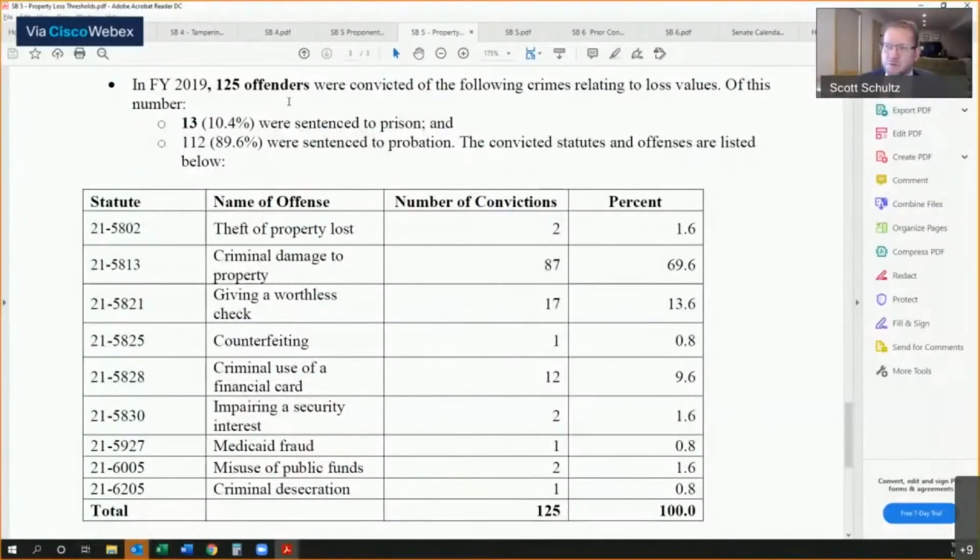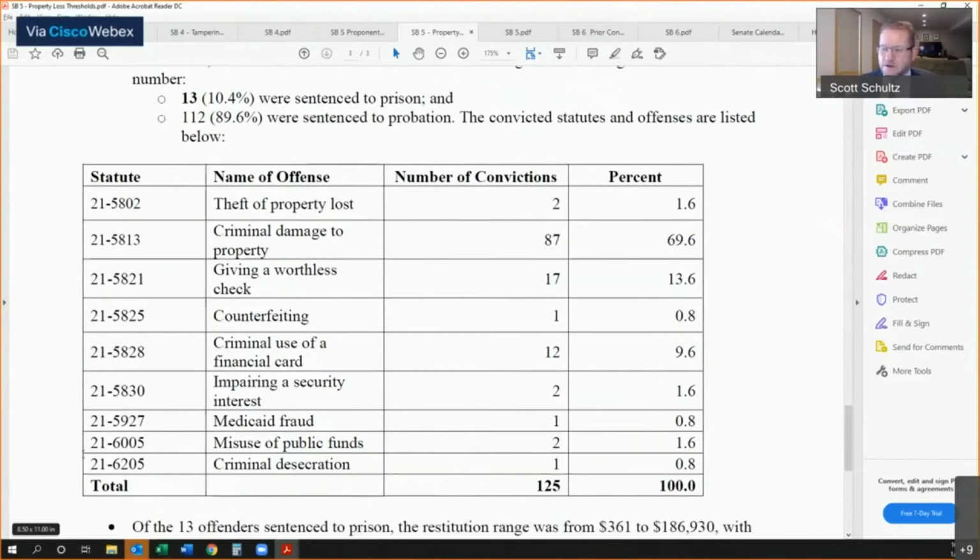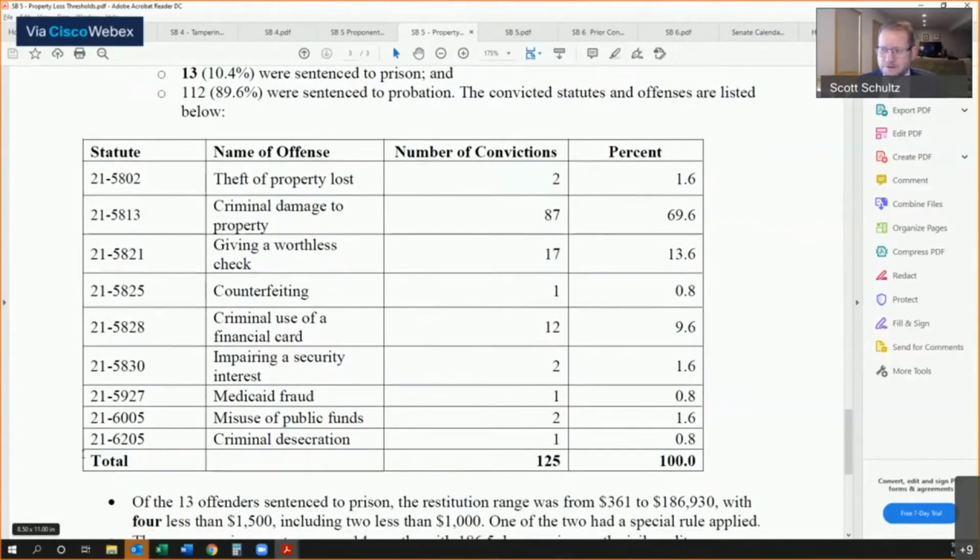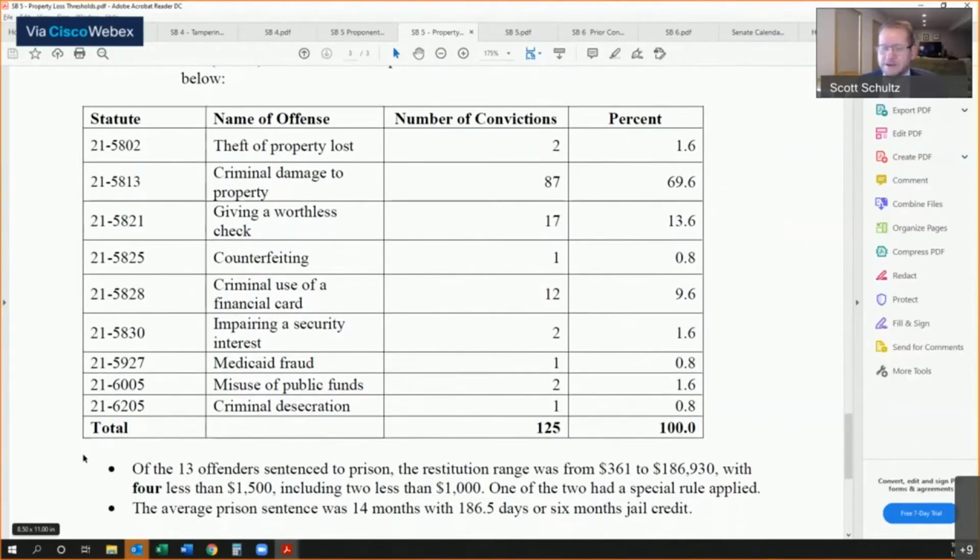We can look at the scope as far as the number of offenders: 125 offenders within the 11 crimes that are being proposed to actually be changed. In many cases, there are very few of them on a yearly basis that are actually used. Nonetheless, there is a proportionality issue that the Reform Commission found relevant, as well as the Sentencing Commission.